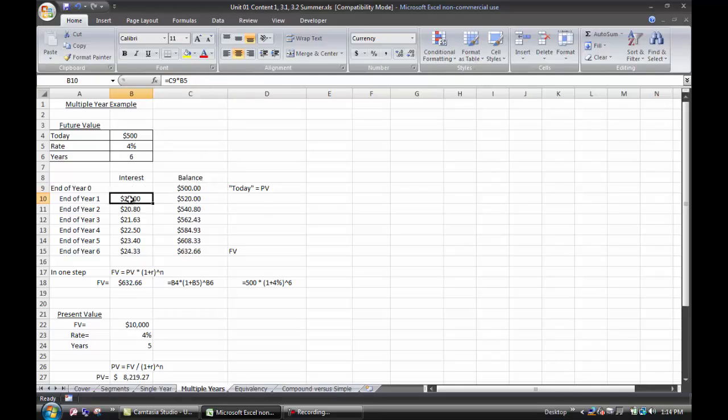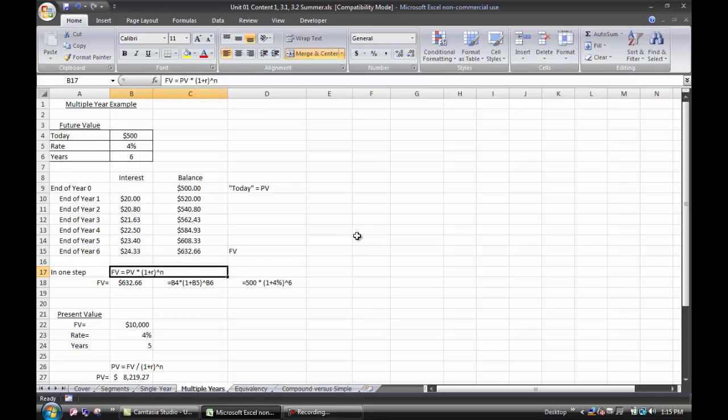In 1 year from now, the end of year 1, we earn 4% interest. 4% of 500 is $20. So you add that, we now have $520. In the second year, we take 4% of, in this case, 520, get $20.80, add that on, you get $540.80, and continue that each year until at the end of year 6, we end up with $632.66.